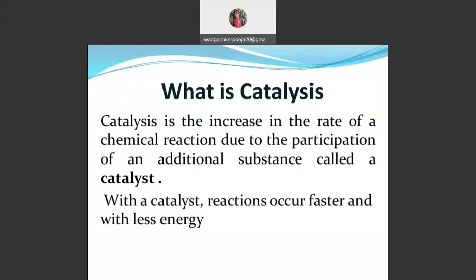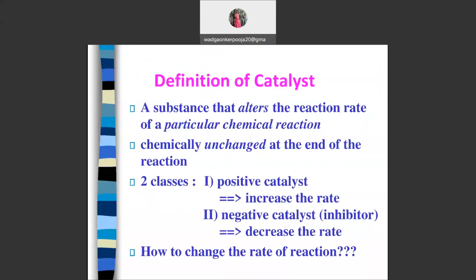So whatever these positive and negative catalysts are, now listen very carefully. The catalyst or substance which can alter the rate of a reaction in a particular reaction is known simply as a catalyst.